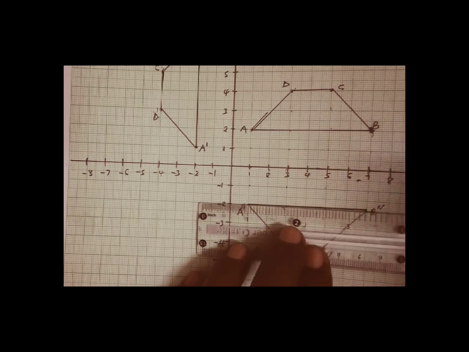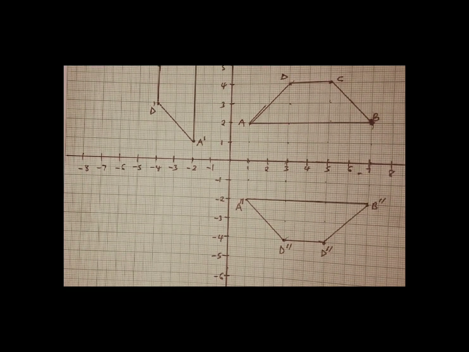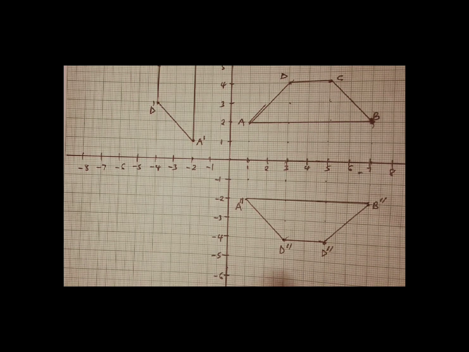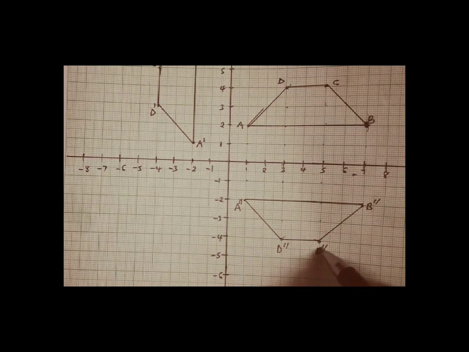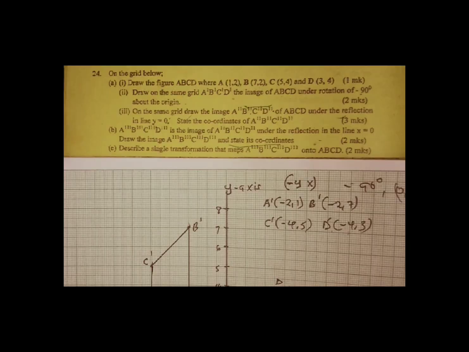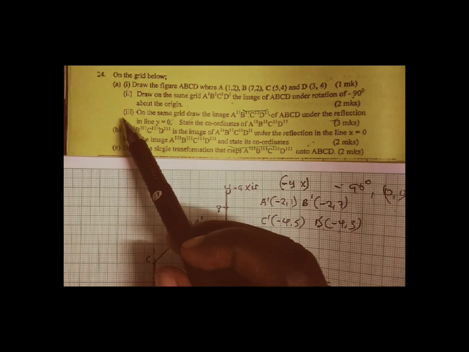That is our image. That is A, B, C, D double prime. This is our C, sorry. Now we are through with that. We move down to part B because already A is finished.